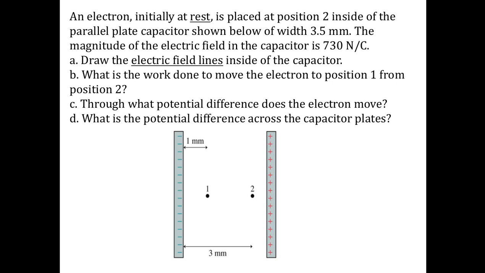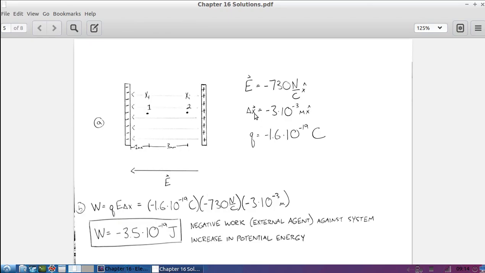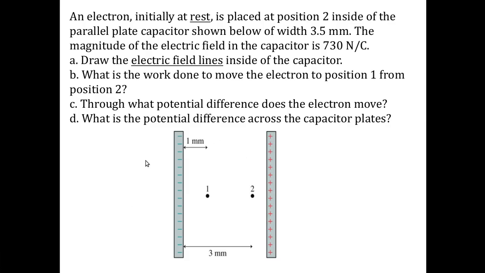So there's some external agent at work that's causing the electron to go towards the negative plate. I'm going to use my expression for the work done. The displacement of the particle is in the negative x direction. So the displacement is negative, the charge is negative, and the electric field is also negative. If I use work as qE delta x, I actually get negative work. So I plug my values in and I get negative work.